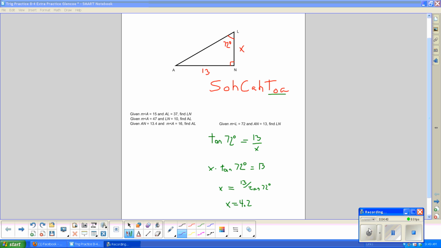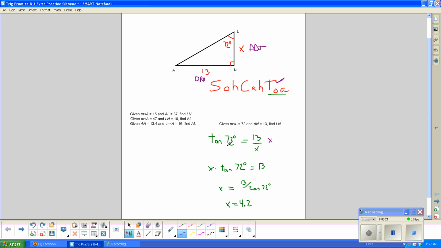The fourth problem in this set of 4, using the same triangle ALN, gives the measure of angle L at 72 degrees, shown here. AN is 13, and LN being the unknown, which again I'll call x. Again, labeling from the 72, 13 is the opposite because it's across. Hypotenuse is still AL, but we want X, which is adjacent. All right. O and A makes this a tangent. You'll see here tangent of 72 degrees equals the opposite, 13 over X.